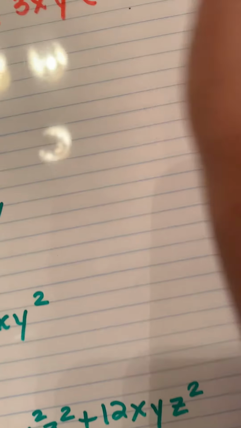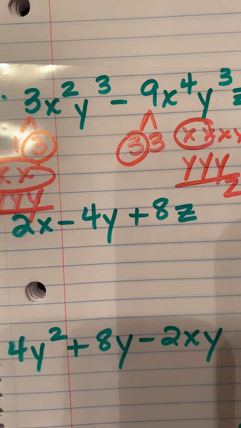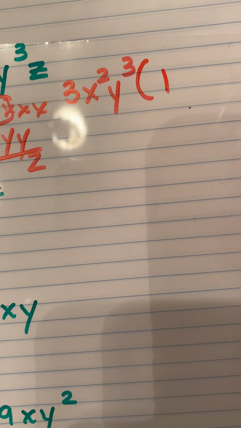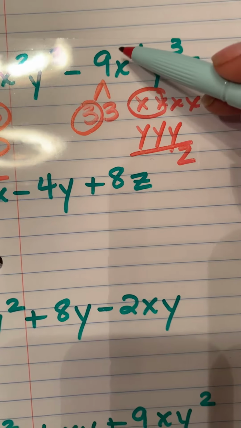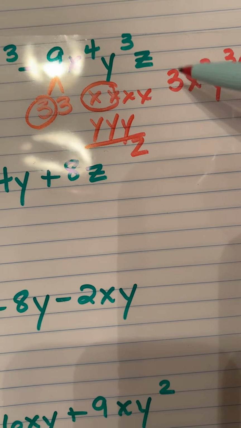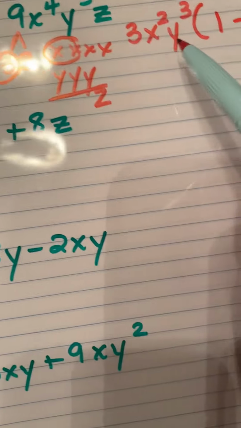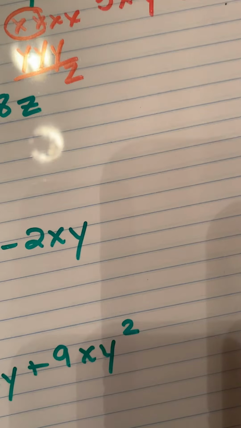Okay, so let's go back. So I need 3x to the second power, y to the third power. I have all of it here. So just put a 1. I have it all. I need 9. I have 3. So 3 times what to give me 9? 3. I need 4 x's. How many do you have? I have 2 x's. So how many do you need? I need 2 more.